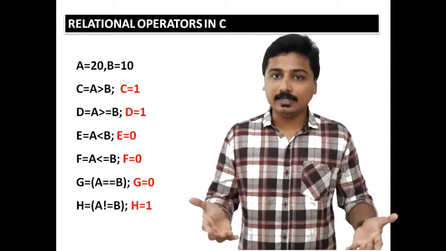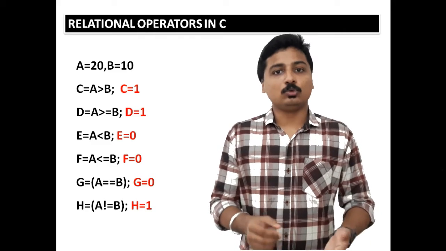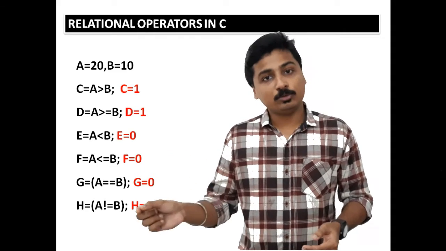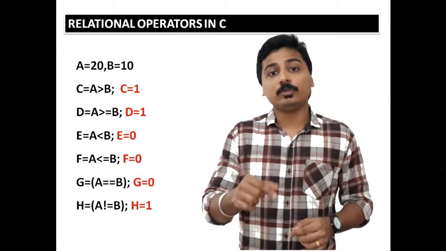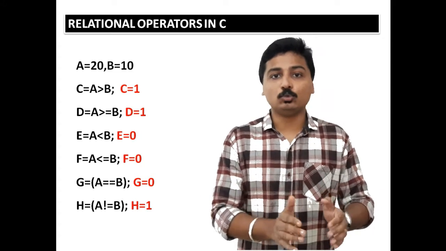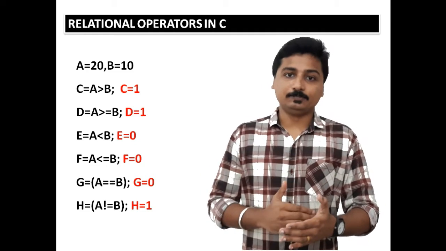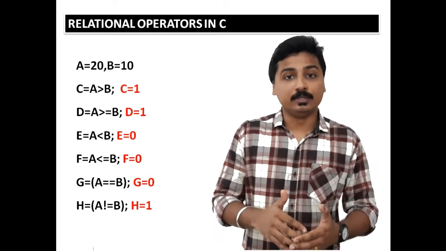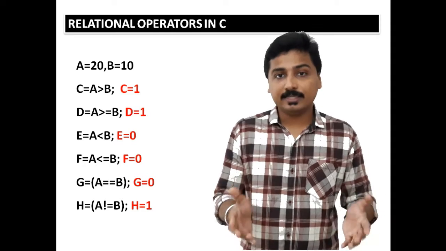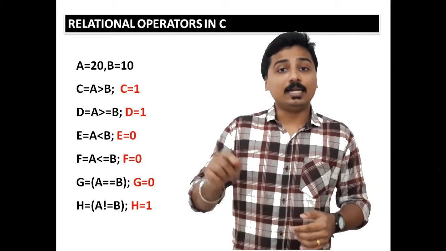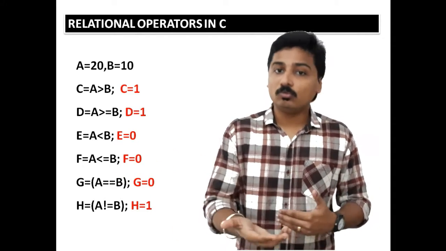20 is greater than 10. In the next case also, 20 is greater than or equal to 10. 20 is not equal to 10 but 20 is greater than 10. So in that case too the result will be 1. In the next case, 20 less than 10. Okay, so 10 is greater than 20. It will be a false case and the result will be 0. 20 less than or equal to 10 will also be false.